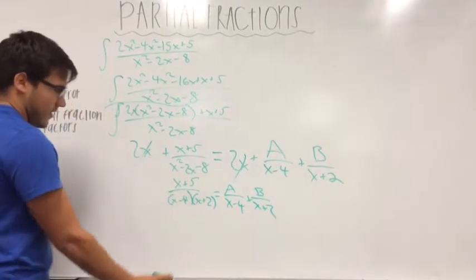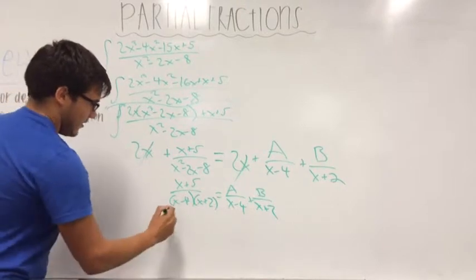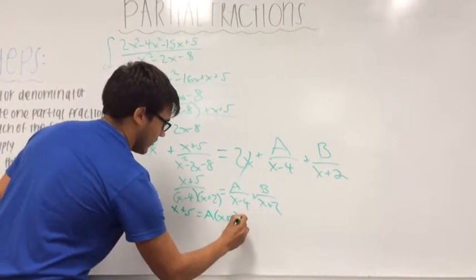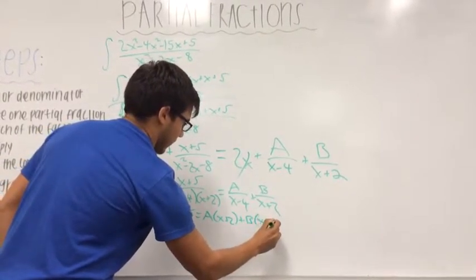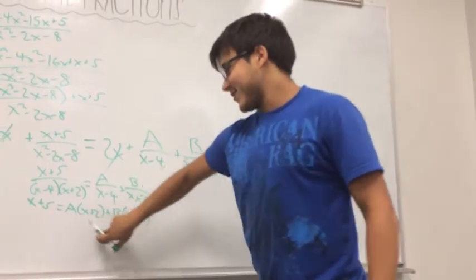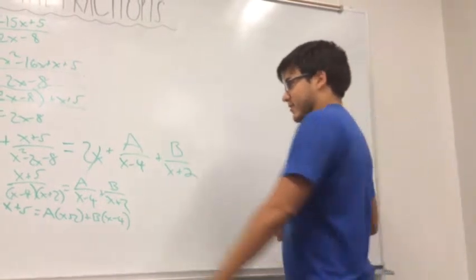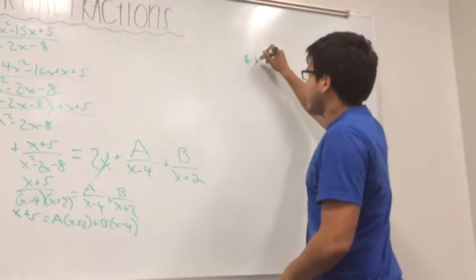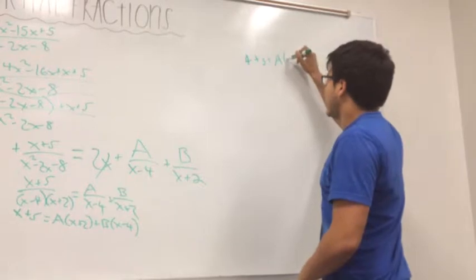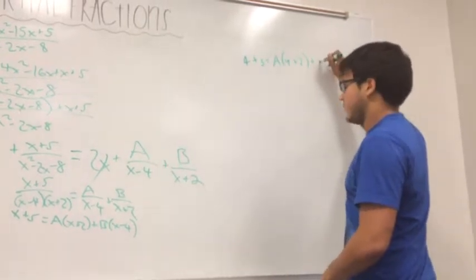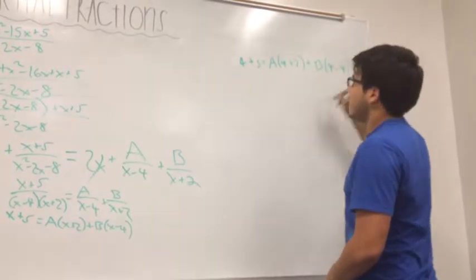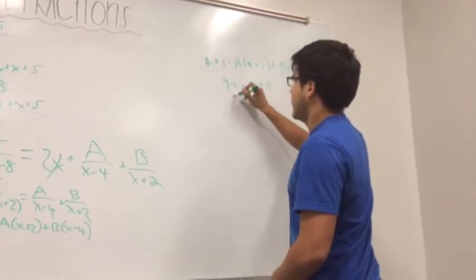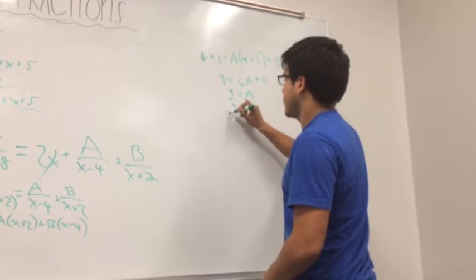Now you multiply these factors in the denominator on this side. That equals x plus 5 equals A, x plus 2 plus B, x minus 4. Okay, as you can see, I had it factored out over here. So now we're going to solve A and B separately. We're going to solve A first, and you need to make x equal 4 to cancel out the B. So 4 plus 5 equals A, 4 plus 2, plus B, 4 minus 4. That equals 0, 9 equals 6A, A equals 9 over 6, A equals 3 over 2.